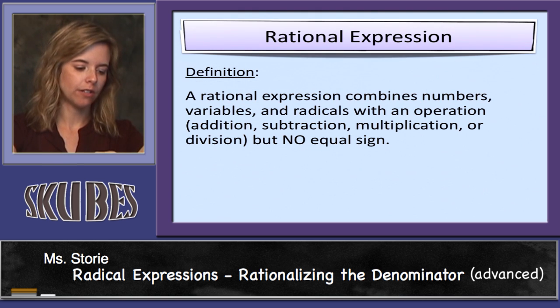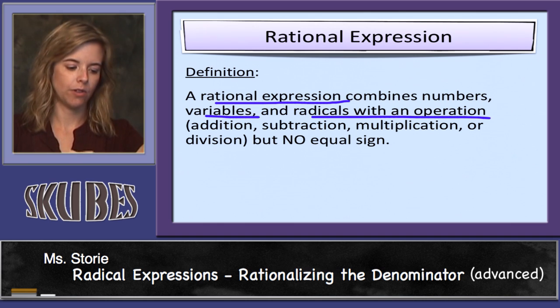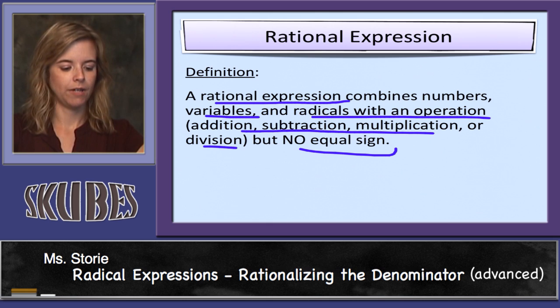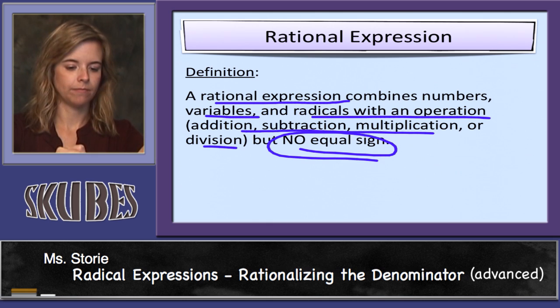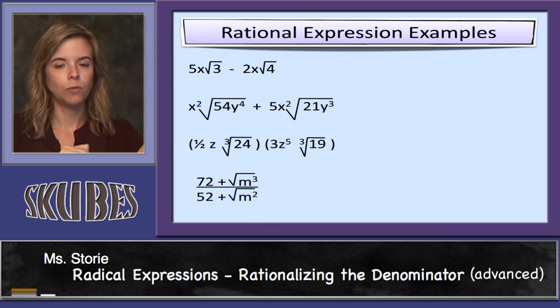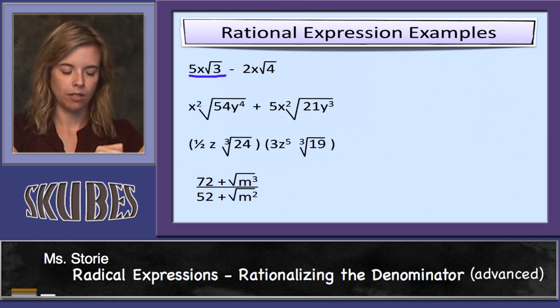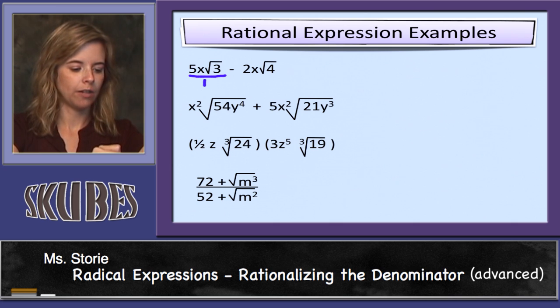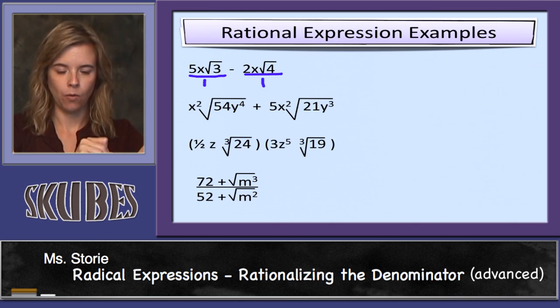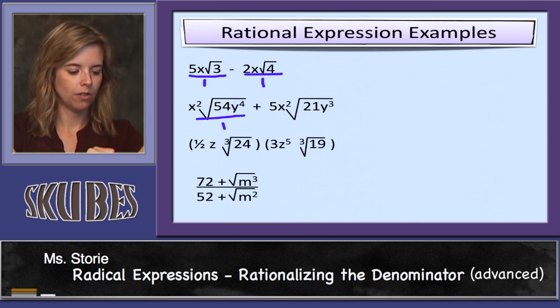A rational expression, so no equal sign, combines numbers, variables, and radicals with an operation sign. It could be addition, subtraction, multiplication, or division, but again, there is no equal sign. These would be examples of rational expressions because there is no radical in the denominator position. None there. I could make it into a fraction just by putting a 1 underneath. Same here too.